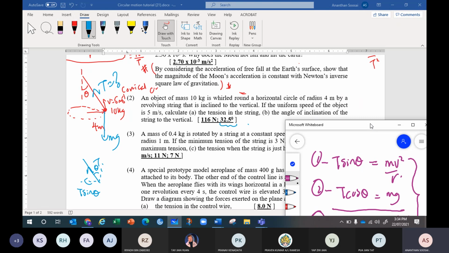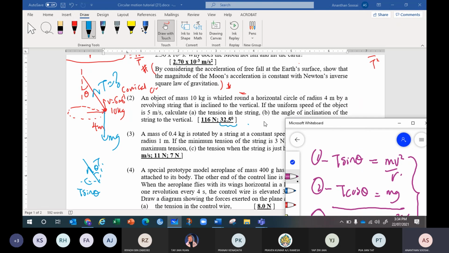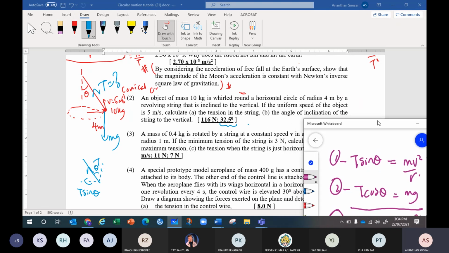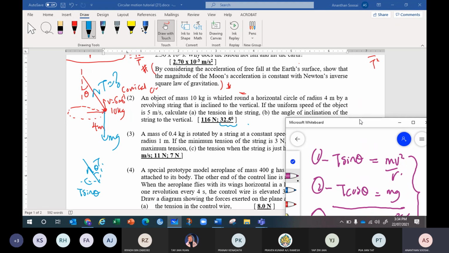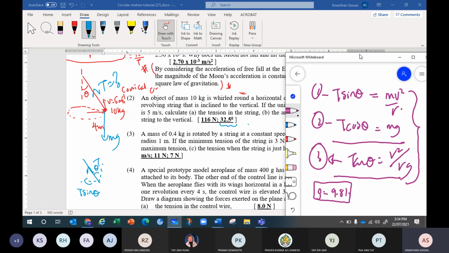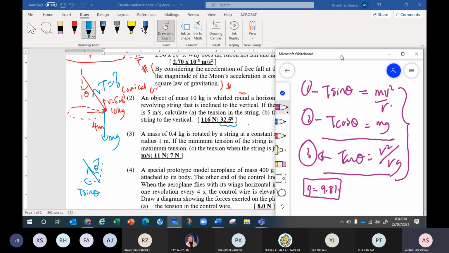Okay, 1 minute. The answer can be 116 Newton, 32.5. Okay, anyone got problems getting the answer for question 2? 116 and 32.5. This is the equation, right? Use the third one to find the theta. Then use 1 or 2 to find your tension.